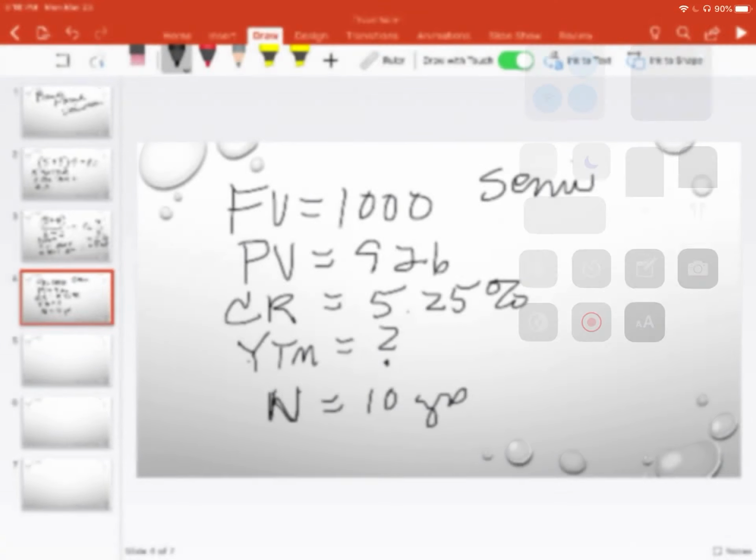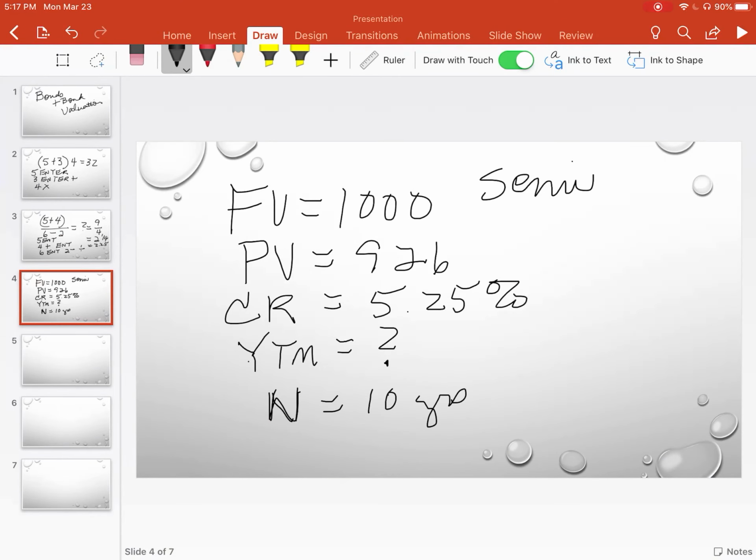Okay, so picking up where we left off with that problem, this is session number 2, and I'm going to complete this operation here using the calculator. So we have a bond problem that we are trying to solve for the yield to maturity.